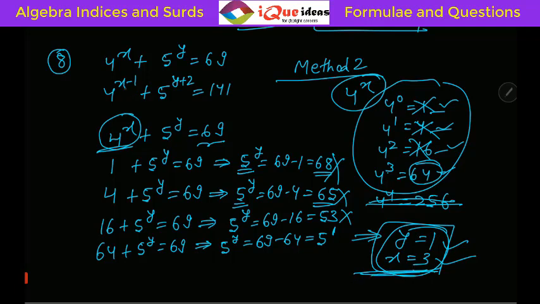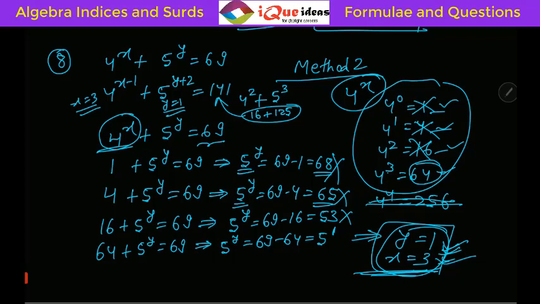If I put x equal to 3 and y equal to 1 in this, what will happen? Let's see. It will become 4 raised to 3 minus 1, so that gives us 4 squared, and 5 raised to 1 plus 2, that is 5 raised to 3. Now 4 squared is 16, 5 raised to 3 is 125, that is equal to 141. Right? So that means these values of x and y also satisfy the second equation. Hence, that is the correct answer. Right? So you could have also used the second equation for this.